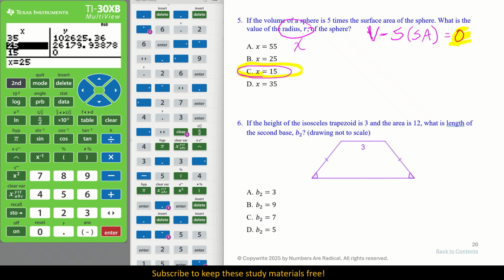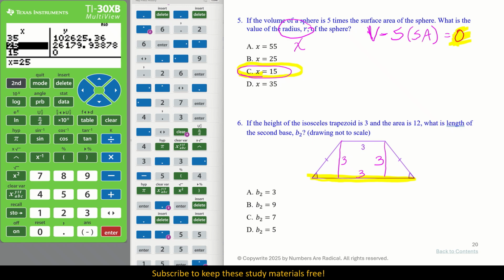All right, so now let's go to number 6. If the height of an isosceles trapezoid is 3 and the area is 12, what is the length of the second base B2? And the drawing is not to scale. So this is what they want, this bottom part right here. Now, the fact that this is isosceles tells us some nice things, okay? Here and here, and I have this, okay? Well, it tells me that I have a square in the center. And you could use that to solve for the length, but I'm not going to do that, okay?